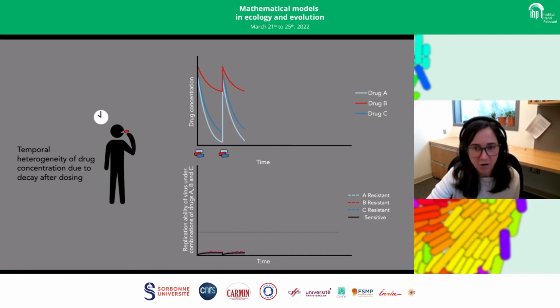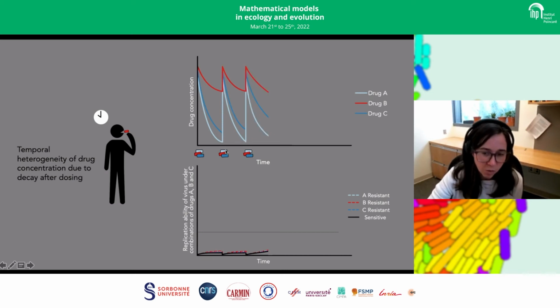But then you take another dose of therapy, and the drug concentrations shoot up again, and the replication ability of the virus levels out at zero again. So over time, these drugs are dosed in such a way that the replication ability of the virus should never reach this line. It should never be possible that the sensitive virus or even any of the single drug resistance mutations should be able to spread, ideally.